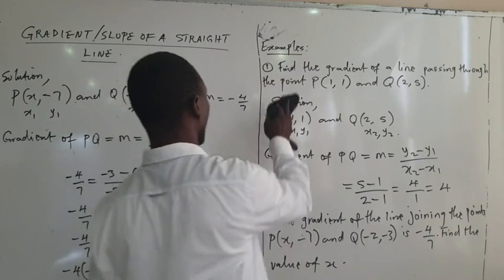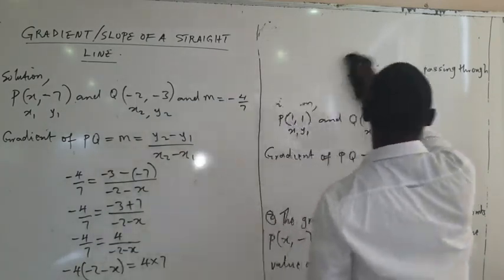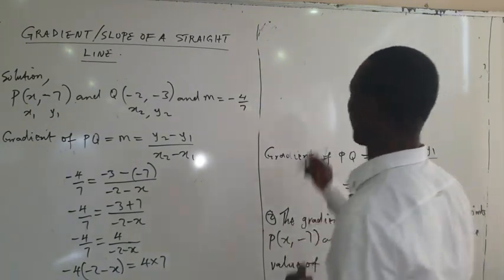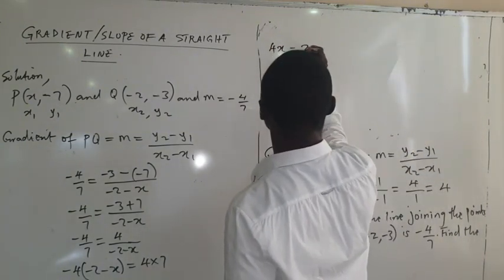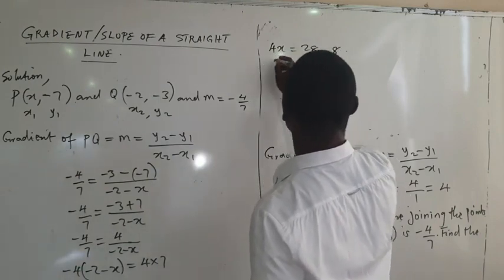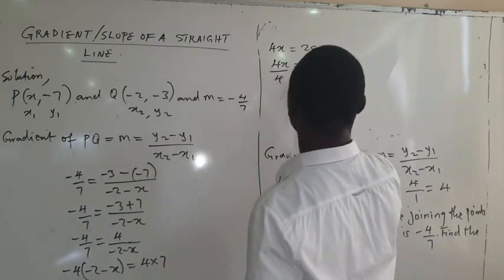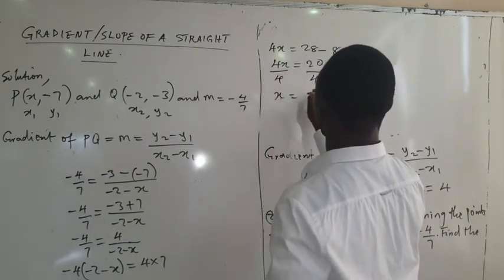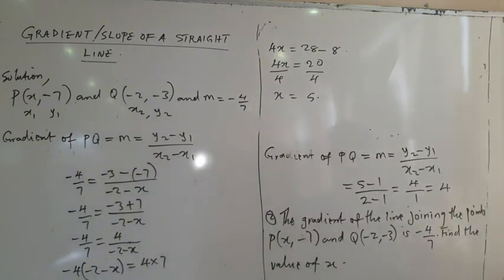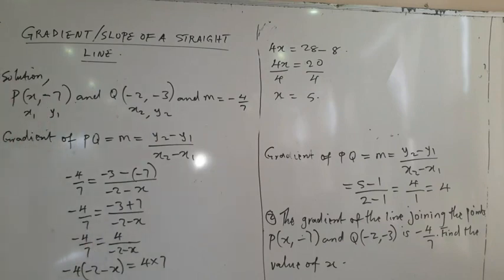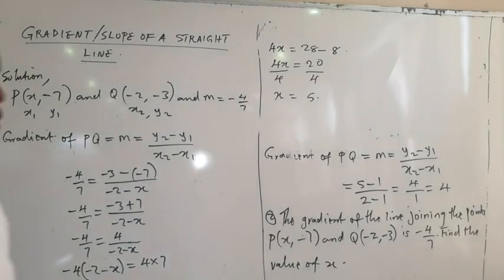So the next thing we do is to collect the like terms. So to collect the like terms, we are going to have 4x equals 28 minus 8. So 4x equals 28 minus 8, which is 20. So divide both sides by 4. So we have x equals 5. So the value of x is 5. So that is that for point P. So the point P is of coordinate 5, minus 7, while point Q is of coordinate minus 2, minus 3.